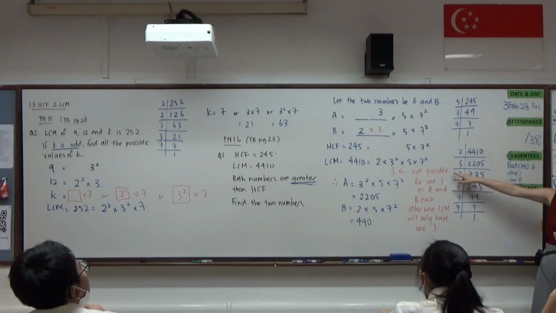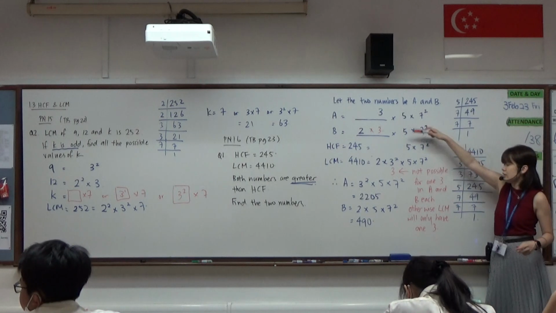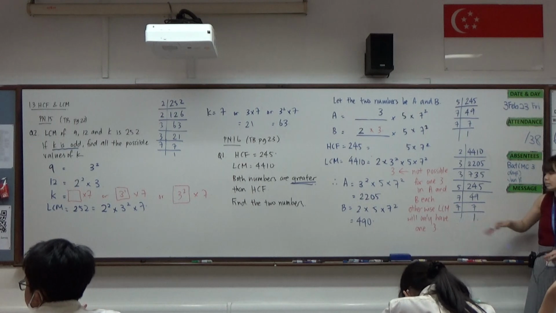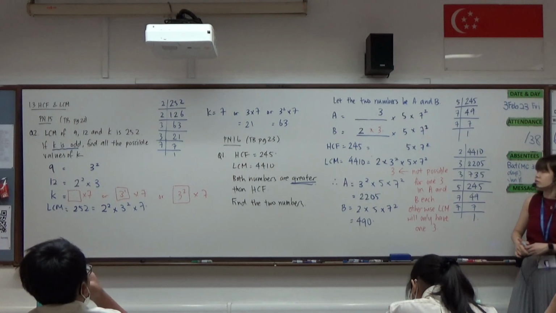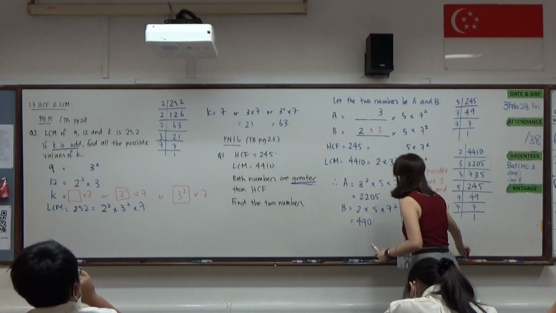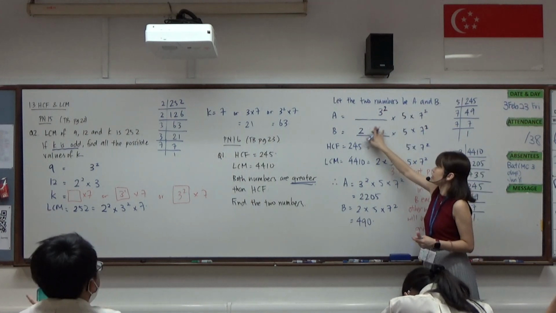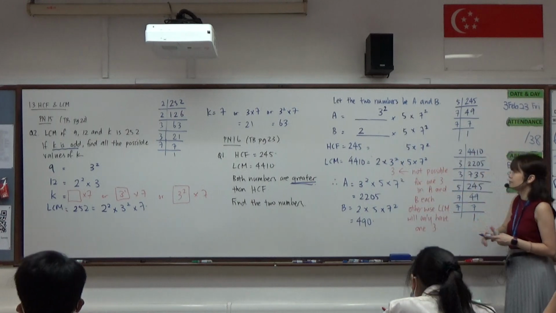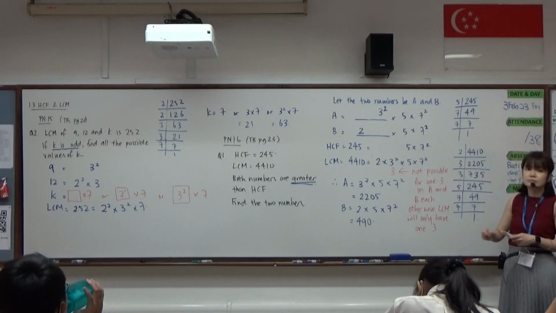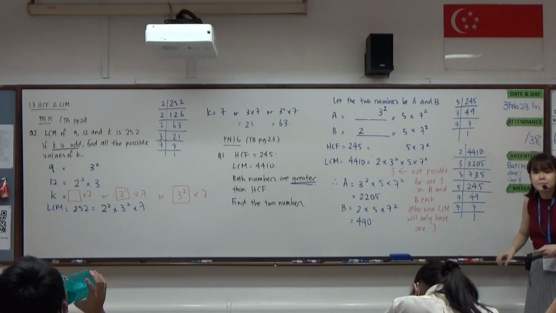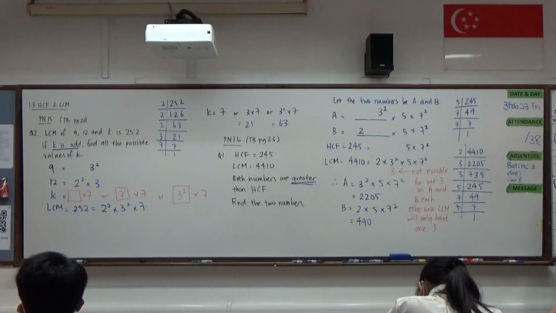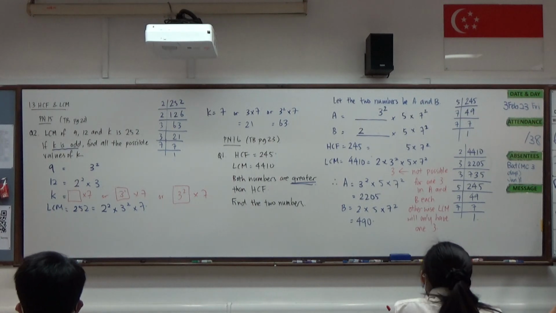So I'm trying to explain that it is not possible to have one three in A and B each. Otherwise, the LCM will only have one three. So that's why my three must be kept together as 3 squared. So this one cannot have the three. Questions? Are we good?